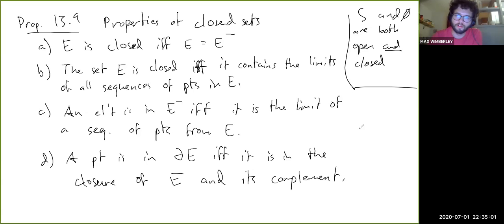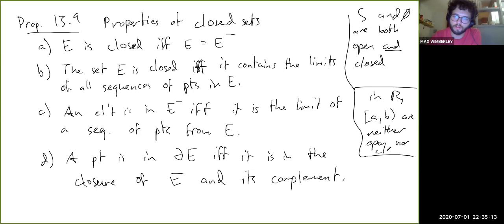And then also, in R, half open intervals are neither open nor closed. Among other sets, there are lots and lots of sets which are neither open nor closed, okay? So you have to remember that open and closed are not a binary thing. It's not like a set has to be open or closed, and it's exactly one of those things. It could be one or the other, both or neither. Those are all perfectly possible, okay?